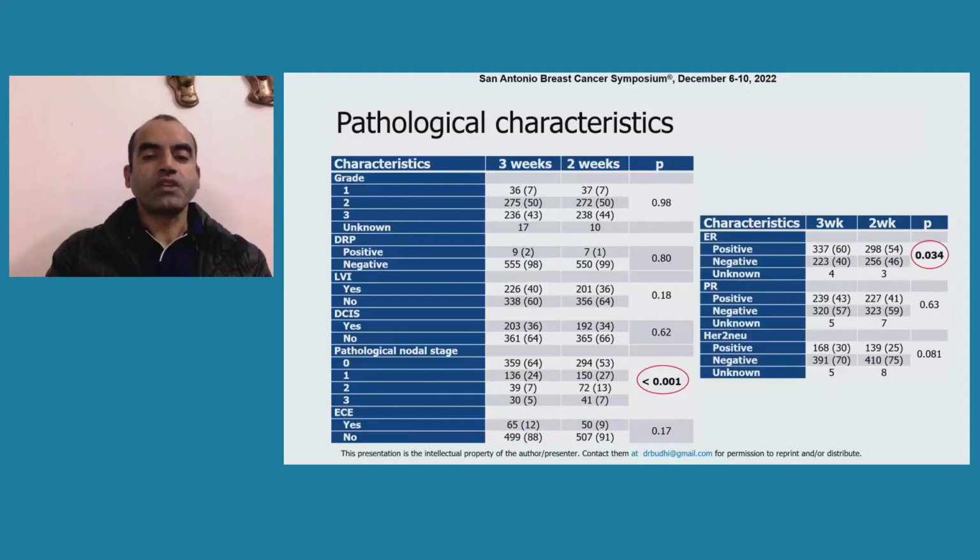This table shows pathological characteristics of the 2 arms. They are well matched, except for the nodal positivity rate. It was more in patients in the 2-week arm, and there were more estrogen receptor positive patients in the 3-week arm, and this was also significant. Other pathological parameters were well balanced between the two arms.